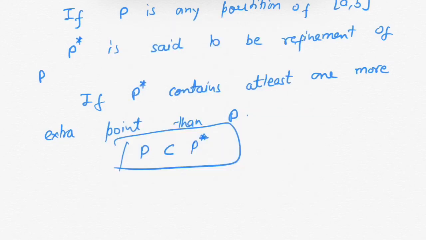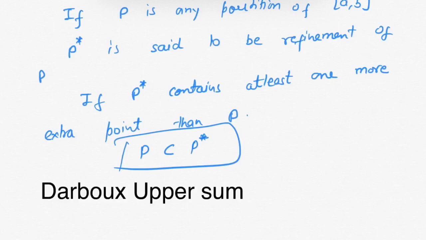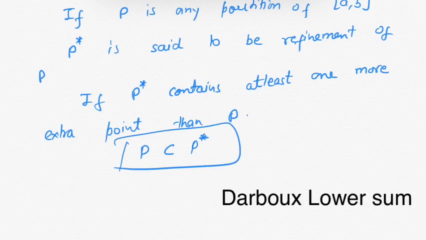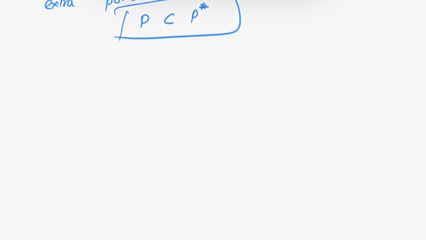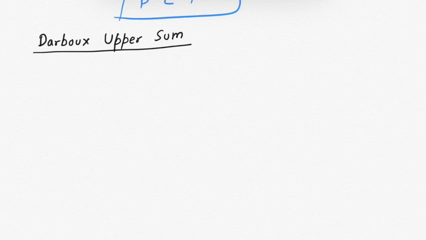The area of the superscribed rectangle is known as the Darboux upper sum, and the area of the inscribed rectangle is known as the Darboux lower sum. Now let us see in detail what the Darboux upper sum and the Darboux lower sum are. For the Darboux upper sum, we find the area of the superscribed rectangle.